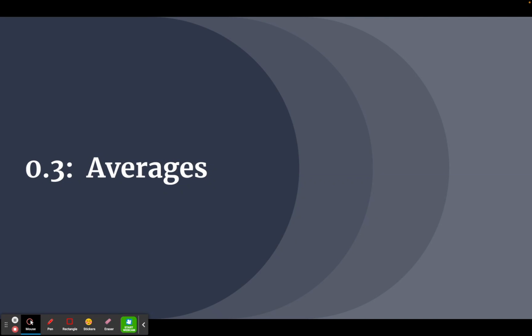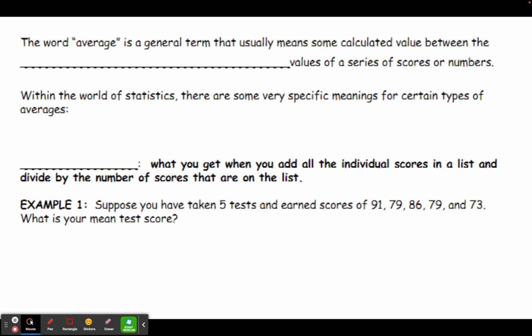Lesson 0.3 is on calculating averages. And in sports, there are different ways that we use the word average. But in general, it usually means that we are calculating some value that is between the lowest and the highest value in a series of scores or numbers.